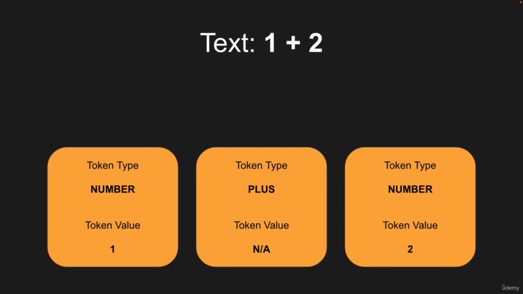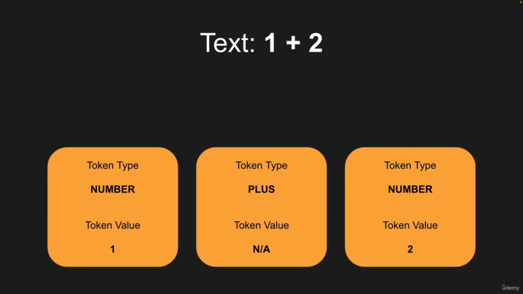So with token type number, we know it's a number, so the token value has to be a number. The one on the very left will be token value 1, because in 1 plus 2, it is token type number, token value 1. And then the next token is token type plus. Now we don't need a token value. The NA stands for nothing.